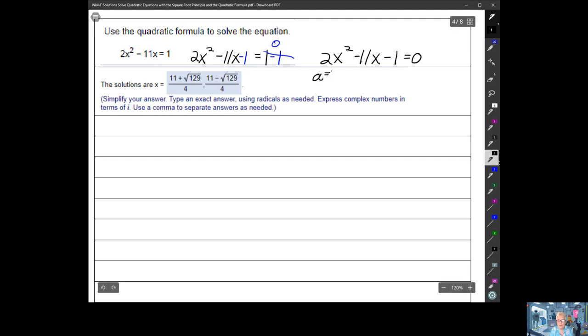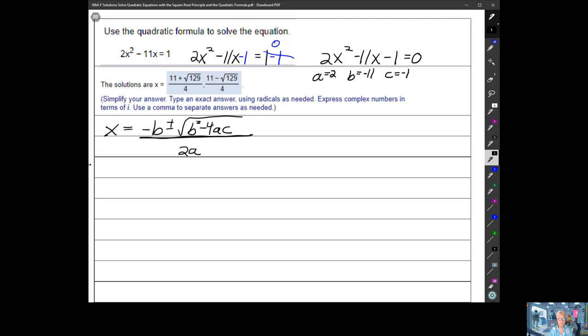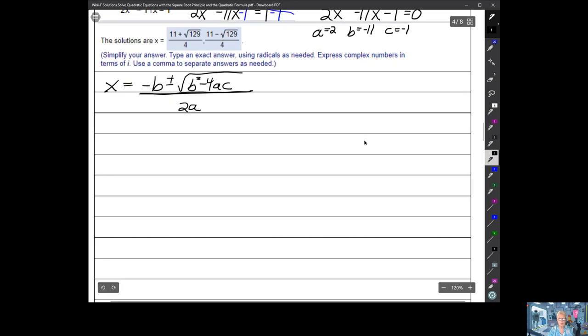Now, a equals 2, b equals negative 11, c equals negative 1. X equals negative b plus or minus the square root of b squared minus 4ac all over 2a. When you draw your fraction bar, start there and then continue all the way through here. You really don't want me to sing again, do you? I don't think you do.